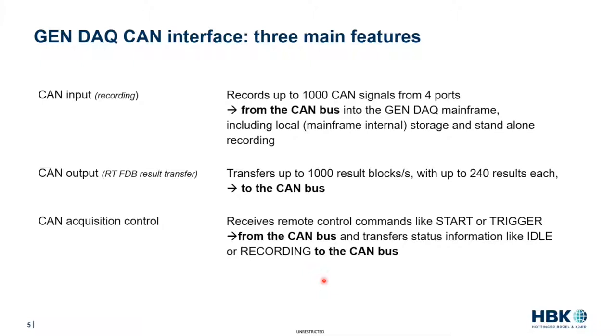Furthermore, we can output our CAN signals. So we can transfer up to 1,000 result blocks per second, with up to 240 results each, to the CAN bus. And last but not least, CAN acquisition control. So you are able to remote control the Genesis mainframe without using Perception, completely with CAN. All three topics, I will show you how they are working in a live session.